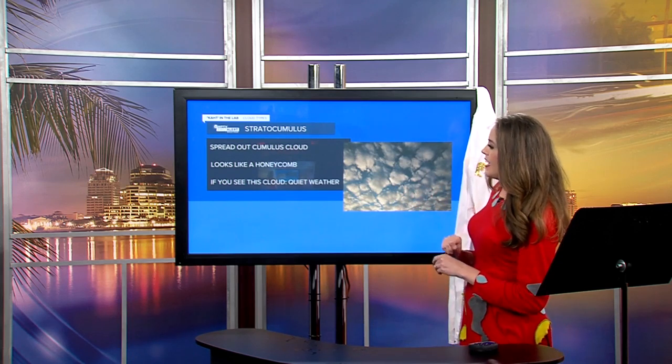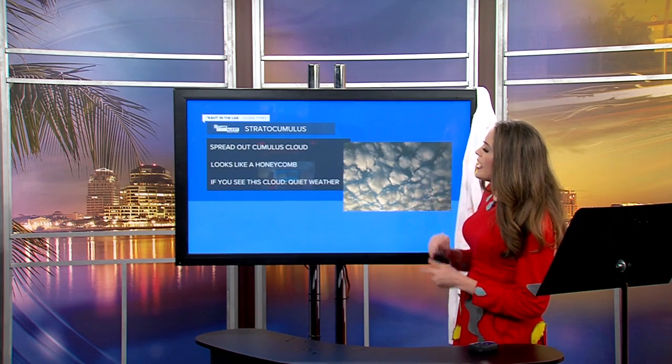That's what that looks like. It almost looks like a honeycomb in the sky. And if you see a cloud like this, it usually means that there is pretty quiet weather on the horizon.